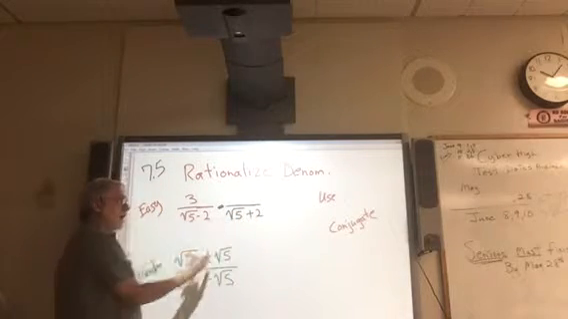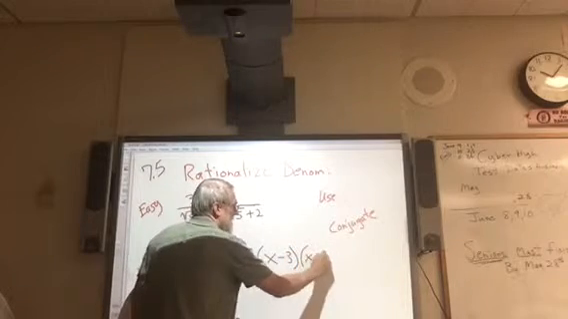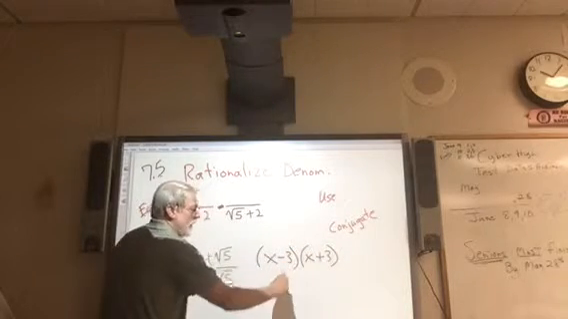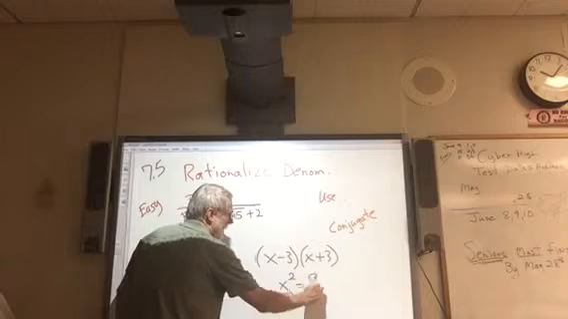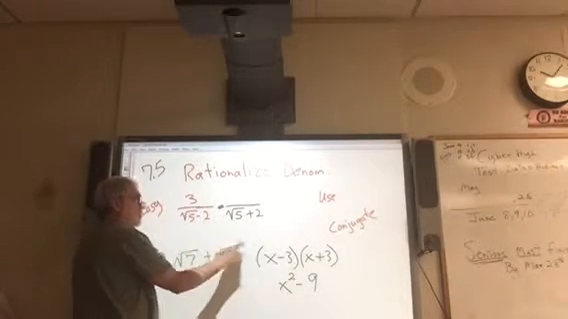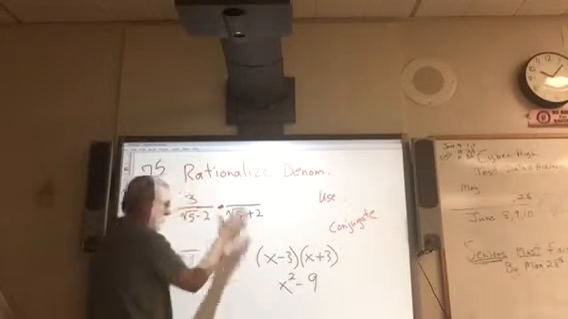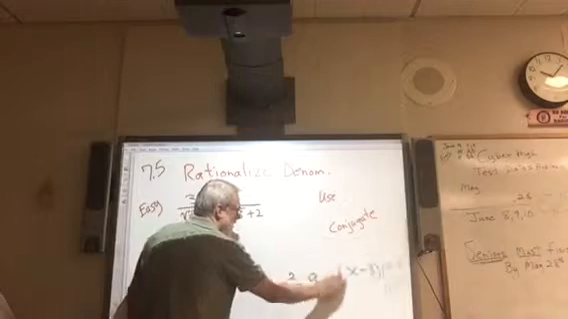Because when we do that, just like x minus 3 times x plus 3, there's no middle term. It's x squared minus 9. That's what we're doing when we do this. We're using the same concept of minus and plus to eliminate a middle term. So how do we do that?